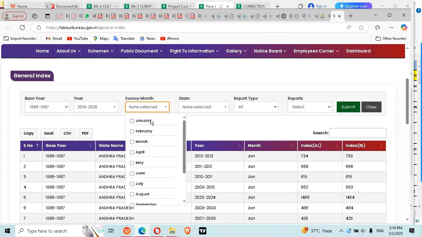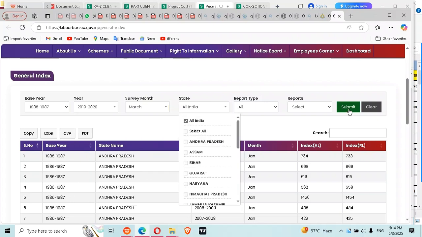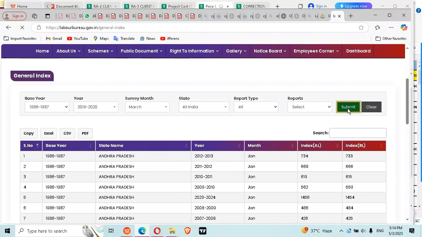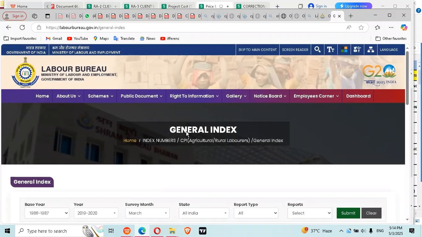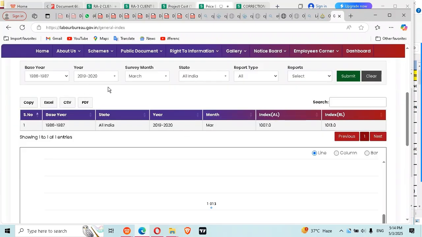What is the month here? For March. This is our agreement month, all India, and that's all. Just click here. And if you look at this, we have our CO. Understood? What is our CO? It is 1013 between 2019 and March 2020. This is our agreement month.